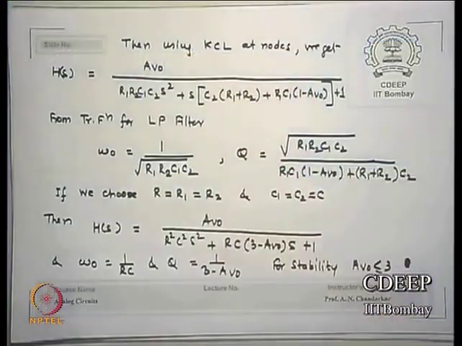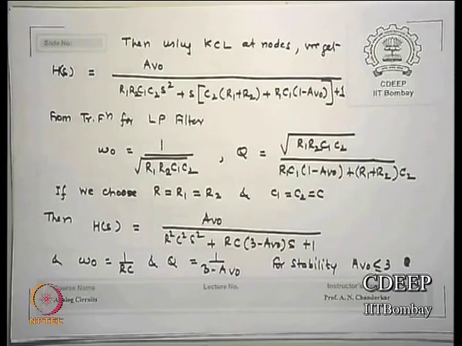Okay. So I made a transfer function for this, look. Just as I made it, I directly took it from there, you can check again. R1 R2 C1 C2 S square plus S times the bigger bracket C2 plus R, C2 into R1 R2 plus R1 C1 into 1 minus AV0 bracket close, plus 1. Let us say R1 and R2 are the same and that is R, and let us say C1 and C2 are also the same, which is C. Then I get this transfer function: R square C square S square plus RC times 3 minus AV0 S plus 1.